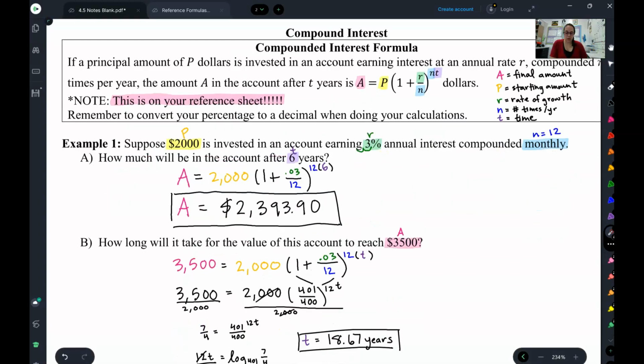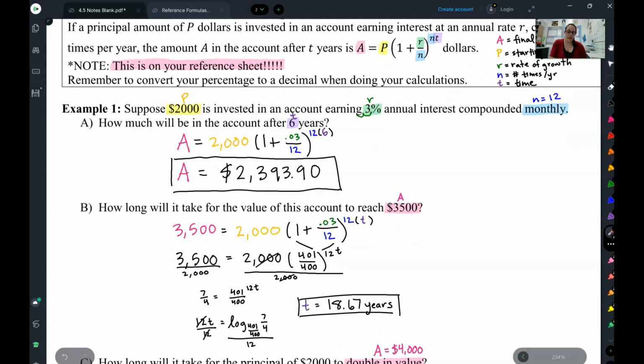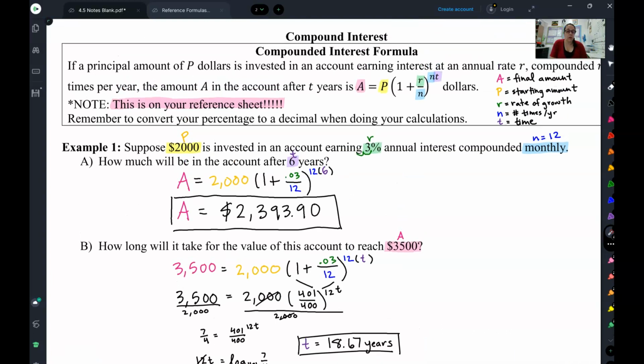So that is all we're going to do concerning this formula. This is our compound interest formula. In the next video, we're going to get a new formula and try some new examples using that formula.